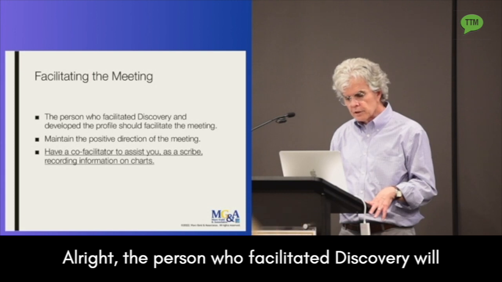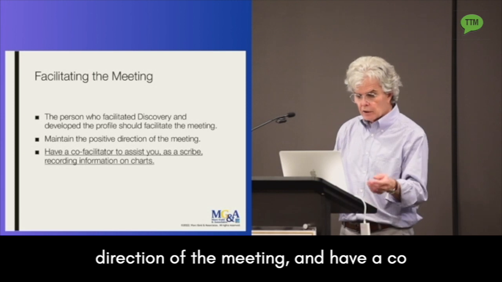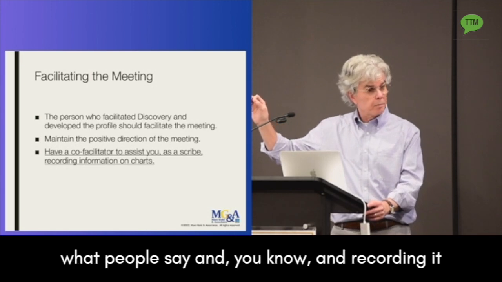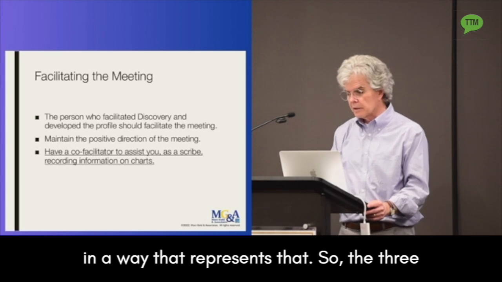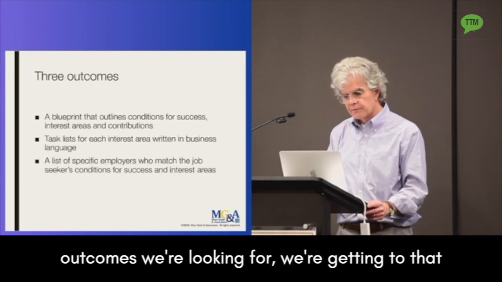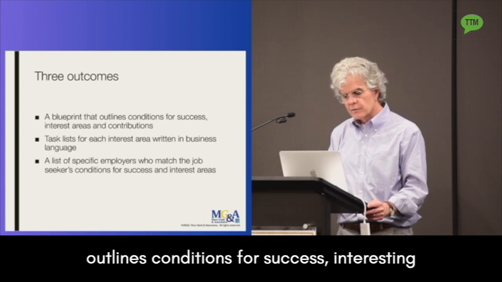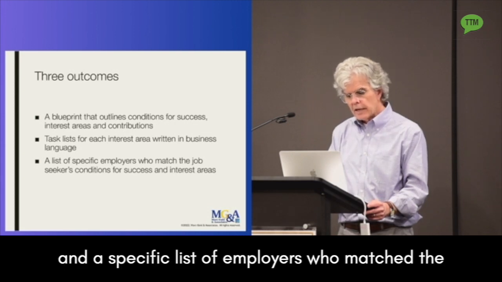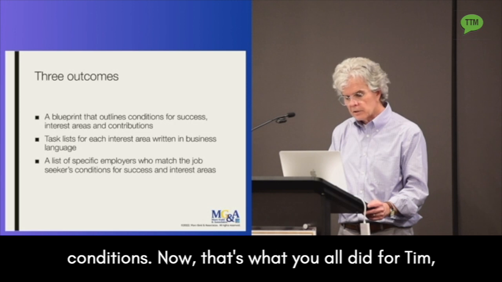All right, the person who facilitated discovery will facilitate the meeting, maintain a positive direction of the meeting, and have a co-facilitator to assist as a scribe. And of course, that's its own art, capturing what people say and recording it in a way that represents that. So the three outcomes we're looking for, getting to that qualified employer, are a blueprint that outlines conditions for success, interest and contributions, a task list for each interest area, and a specific list of employers who match the job seeker's interests for success and conditions.